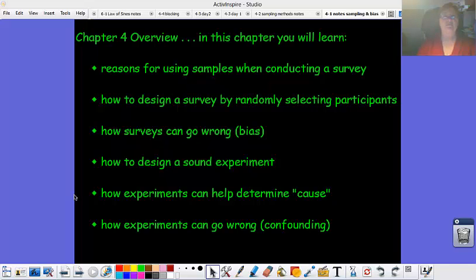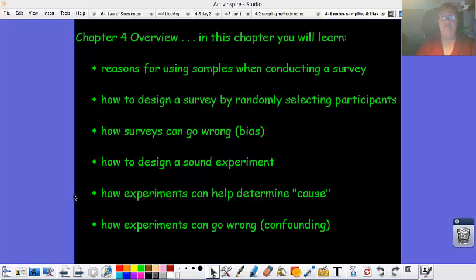so trying to make surveys that are fair and that will get you realistic data, how to design a sound experiment, how experiments help determine causation, which is an important thing, really. We can say that two factors are related, as we just talked about in our last chapter, but how can we tell whether one makes the other happen? An experiment is the way. And lastly, what can go wrong with experiments?